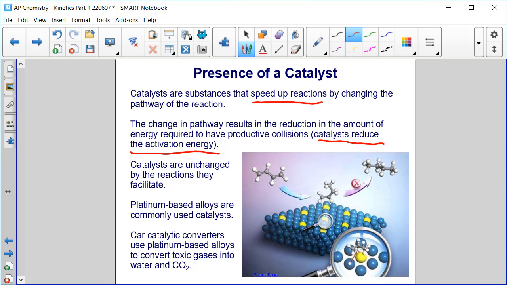Platinum-based alloys are commonly used as catalysts. You can see an example here of this solid platinum-based alloy being used as a catalyst where this molecule utilizes the catalyst here to then more quickly produce the product. Car catalytic converters are examples. They use platinum-based alloys to convert toxic gases into water and carbon dioxide in the exhaust from our cars.